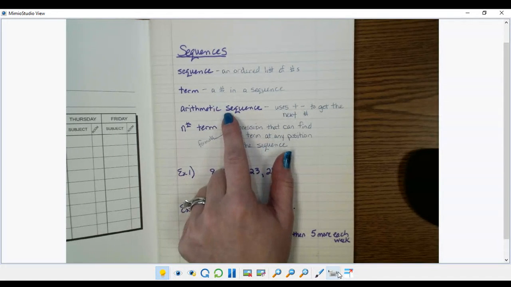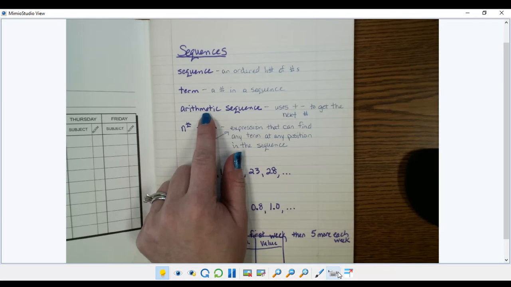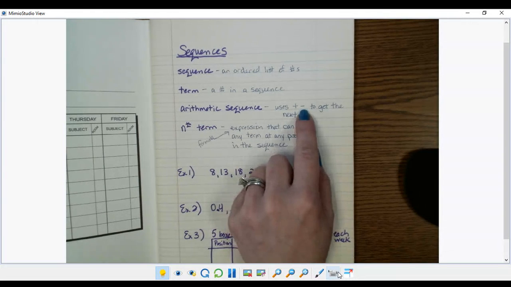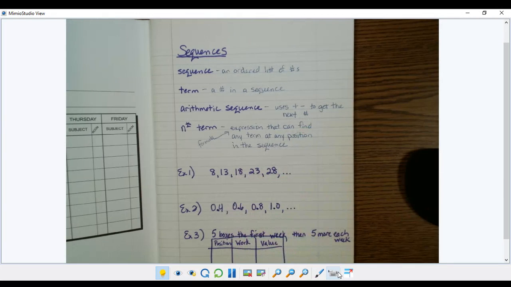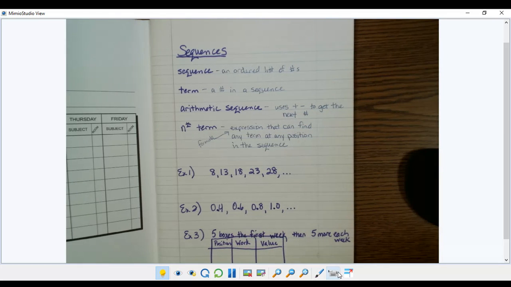The types of sequences that we're going to talk about today are called arithmetic. Yes, it looks like arithmetic. It's where you put the emphasis: arithmetic sequences. It's when you use addition or subtraction, usually addition, to get the next number. There is another type called geometric sequences, and that's when you use multiplication or division.